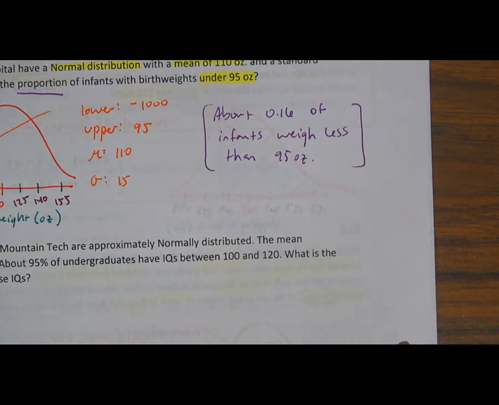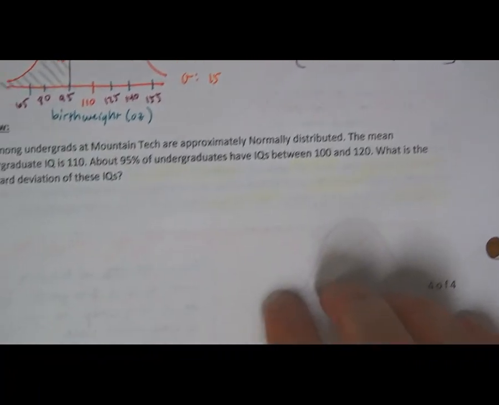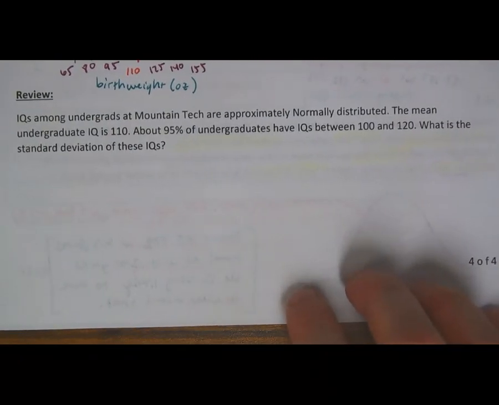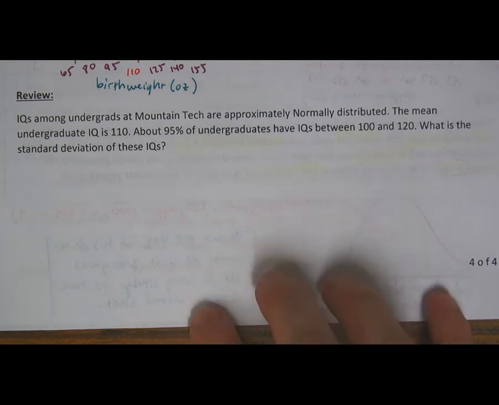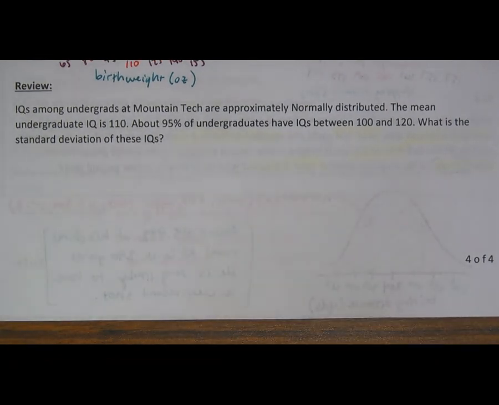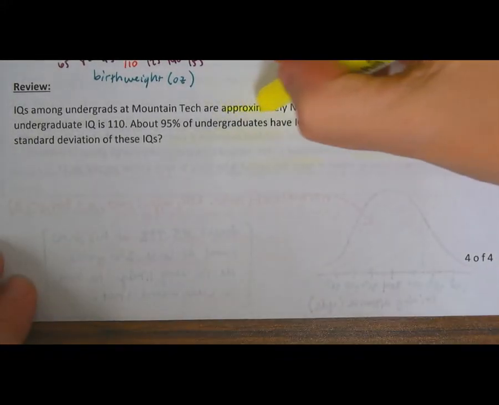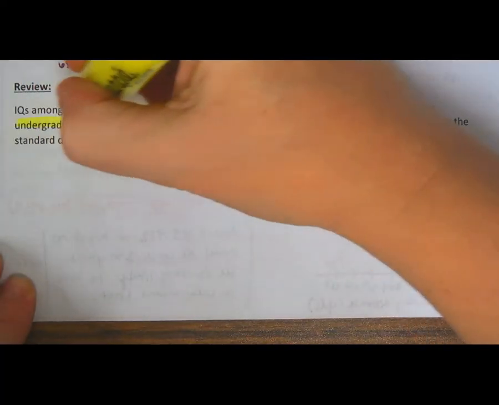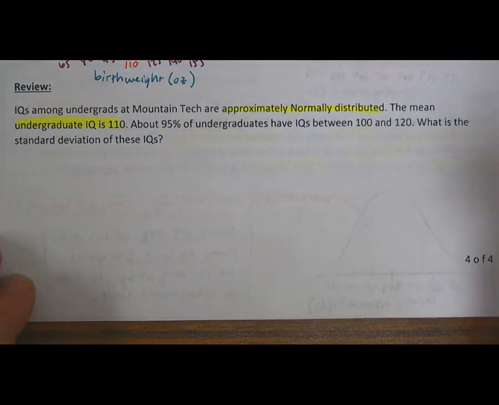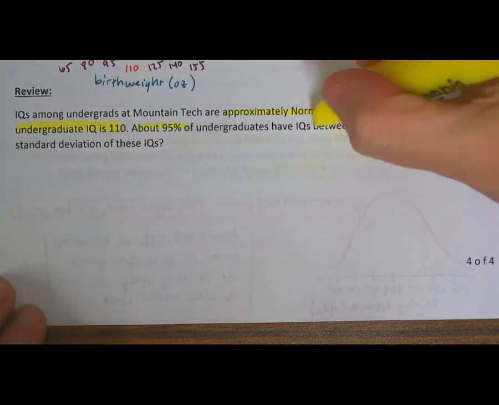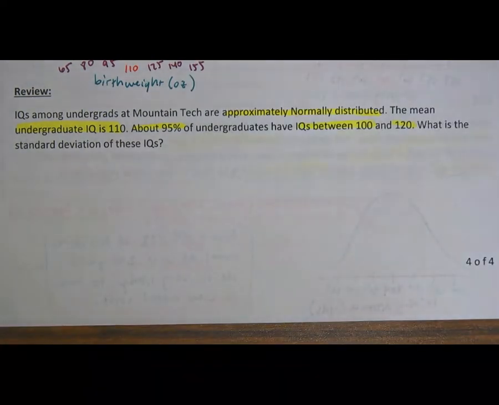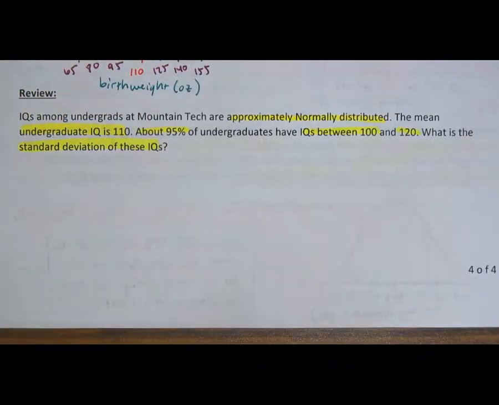So a really good question was asked earlier. Why would we even need the empirical rule when it's for a problem like this? You have to know it for this. You finally get to see there's no way around it. Watch. IQs among undergrads at this college are normally distributed approximately. The mean is 110. Well, normally, then it tells me the standard deviation, and this one doesn't. It says about 95% of undergrads have IQs between 100 and 120, and it's actually asking me for the standard deviation.